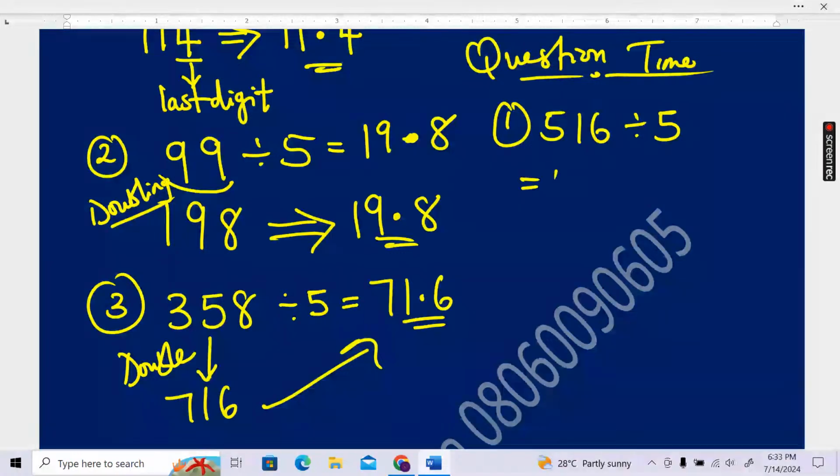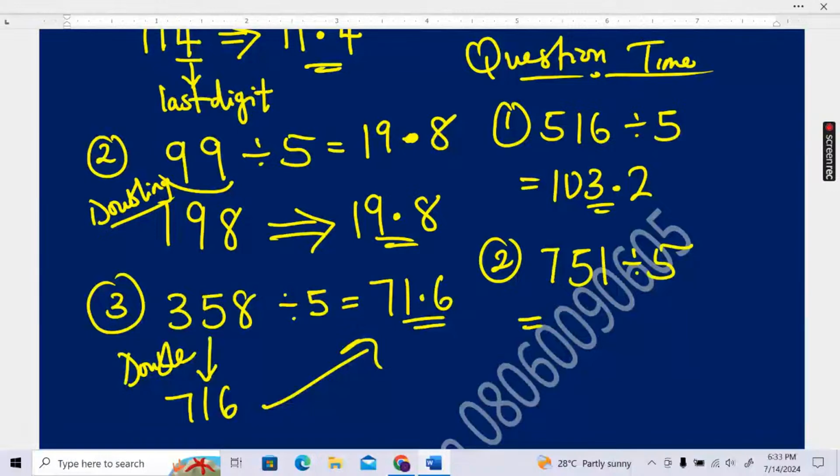So the answer is 103.2. Now the next question. What is 751 divided by 5? Type your name beside your answer. Let me see the students with the fastest fingers.